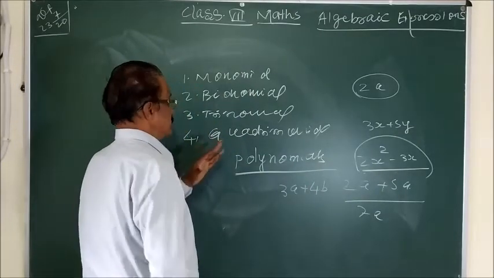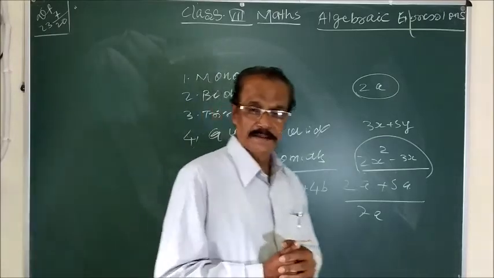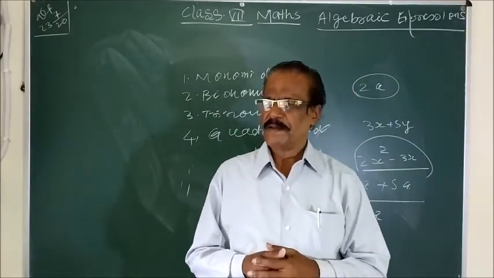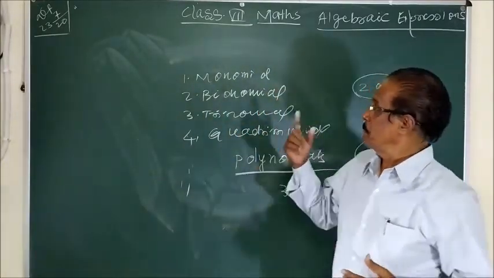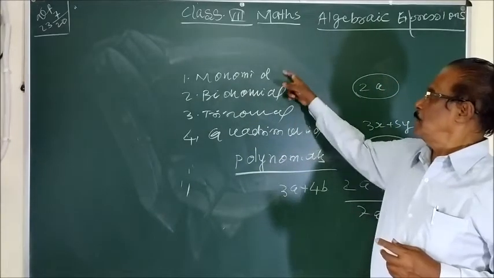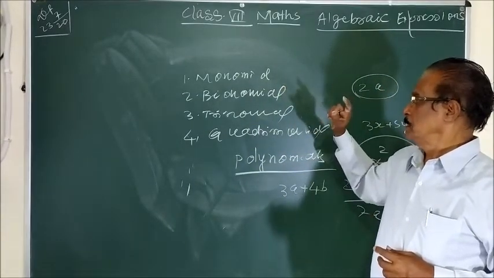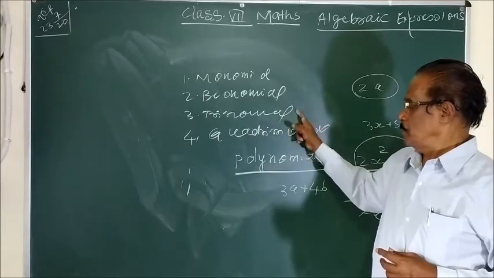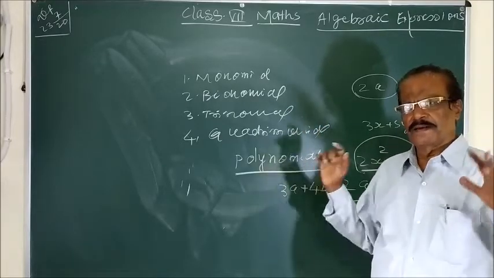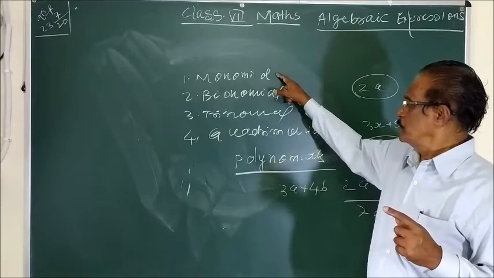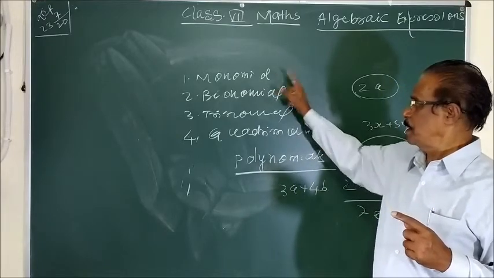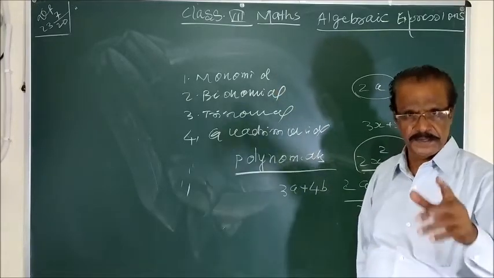First you will try to understand these terms. What are the constants? What are the variables? What are the terms? What is the algebraic expression? And what are monomials, binomial, trinomial, quadrinomial? So I want to remind once again, monomial is an algebraic expression which has only one term.